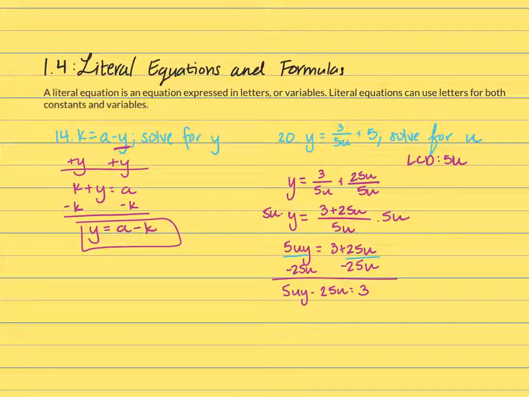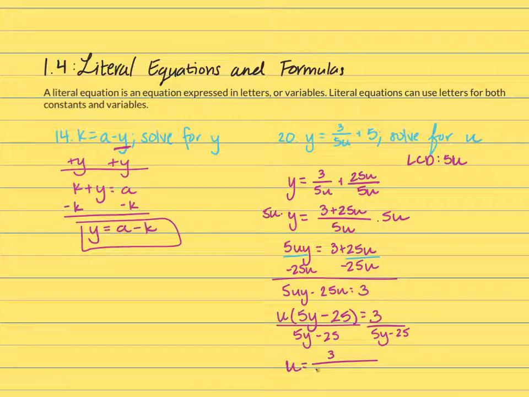I only want to solve for u, so I'm going to factor out a u from the 5uy and the 25u. So I get u times 5y minus 25 equals 3. And then I'm going to divide both sides by 5y minus 25 so that I can isolate the u. So I end up with u equals 3 over 5y minus 25. And that's my new literal equation.